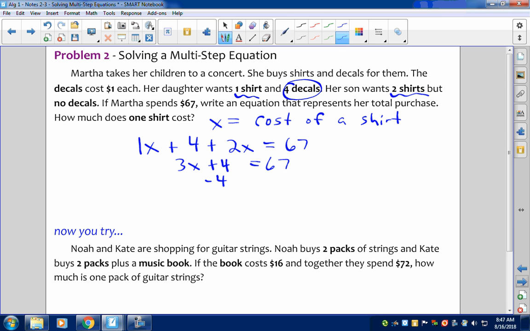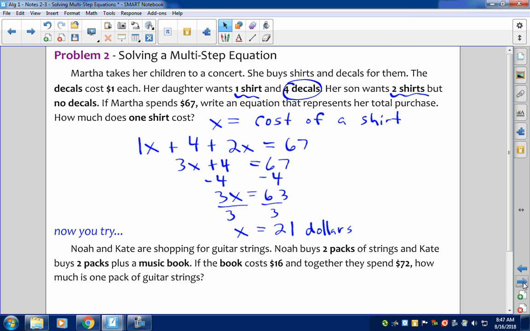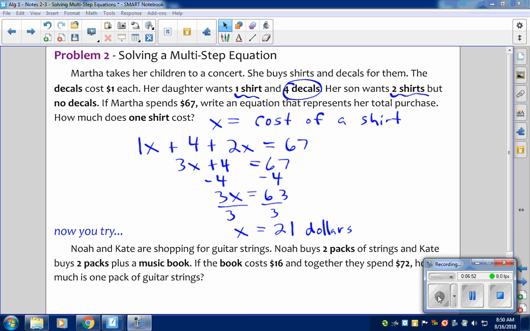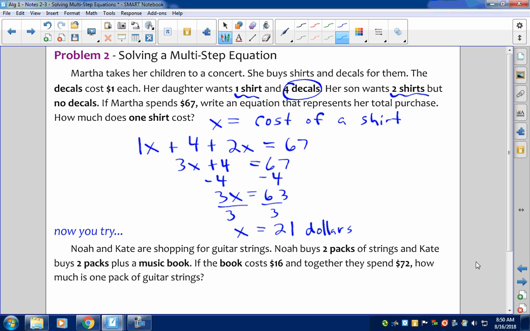Subtract 4 from each side. So 3x equals 63. And then divide by 3. So x equals $21. So what that means is it's $21 per shirt. Alright, so we should have gotten x equals $14.